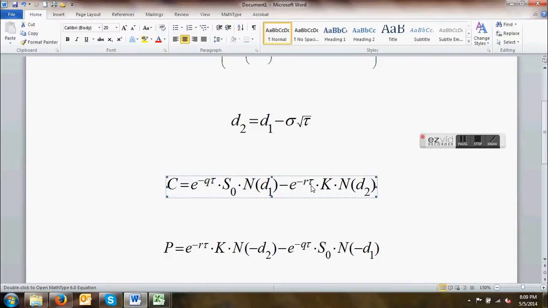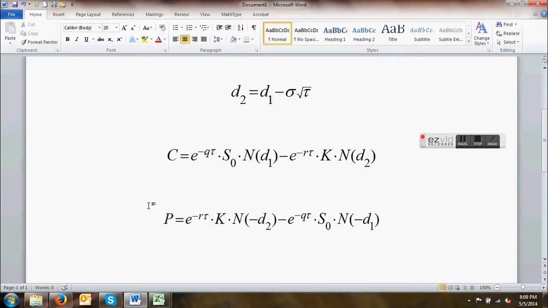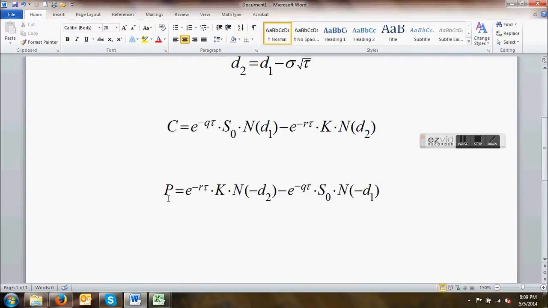And we're going to subtract e to the minus rT. R is the risk-free rate, K is the strike price, and then N(d2) is the cumulative distribution again. As we get into the properties of options, we'll go over in detail what these mean.